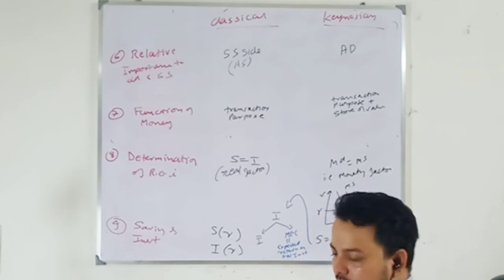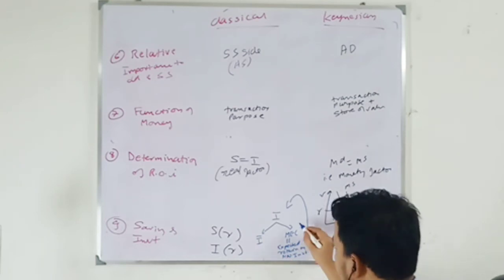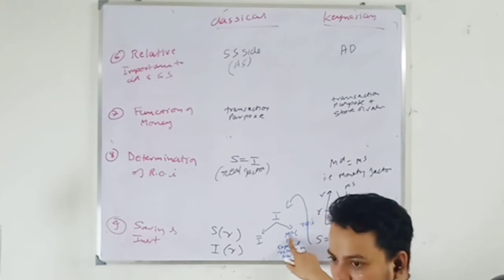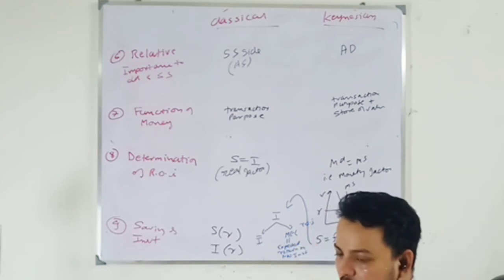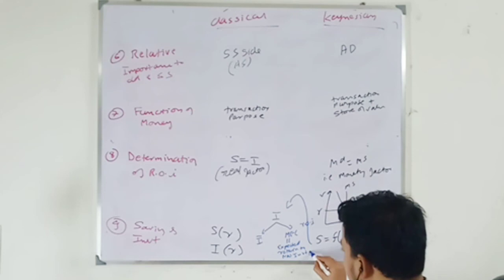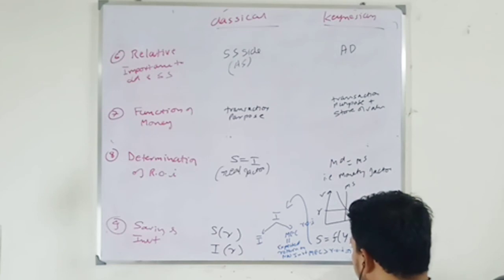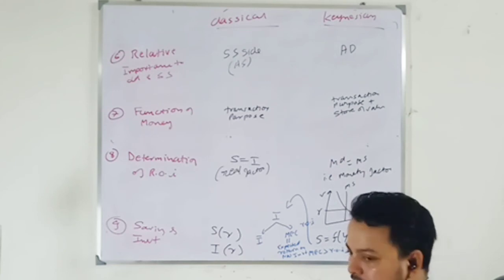So when I am making a new investment, there is a certain expected return. And what is the cost? Cost is the market rate of interest. So the entrepreneur or firm will compare the marginal efficiency of capital and the rate of interest. When the marginal efficiency of capital is more than the rate of interest, then new investment will be taken. That means investment will increase.